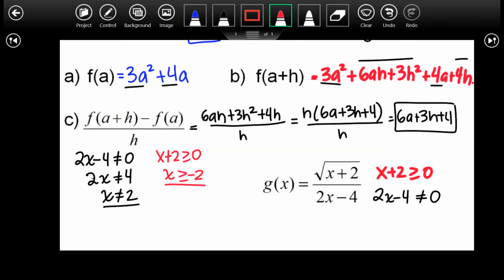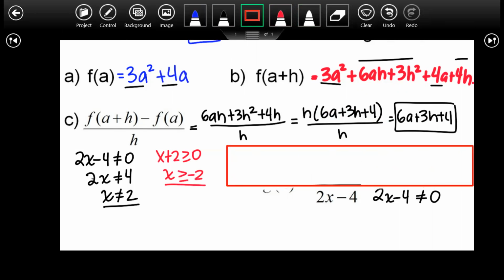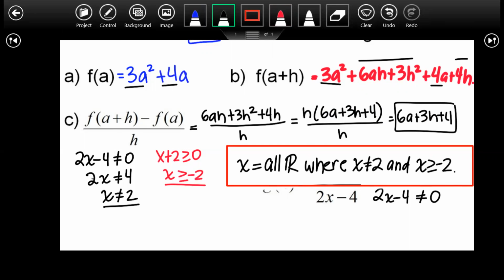So in this case, we have to write it with two conditions. I'm going to erase this part up here so I have extra room to write it. We're going to have two conditions, and the way we write this is x is equal to all real numbers where x is not equal to 2, and where x must be greater than or equal to negative 2. As long as you have these two conditions in there, we're good. Does that make sense? That's all we want to see here.